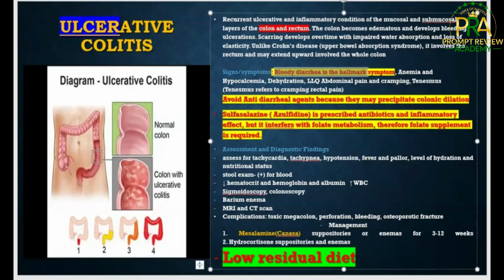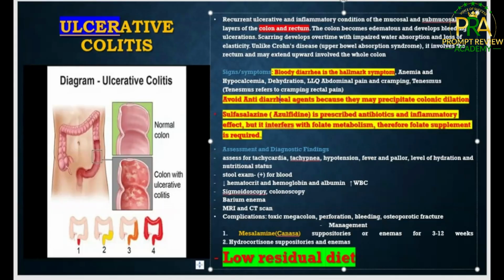In ulcerative colitis, the patient will be on a low residue diet because you don't want to give them something that will cause more cramping and more pain. They just need to rest the abdomen. Also remember, I like these points that I highlighted here: avoid anti-diarrhea agents because they may precipitate colonic dilation. So avoid any anti-diarrhea agent, anything that will stop the diarrhea.